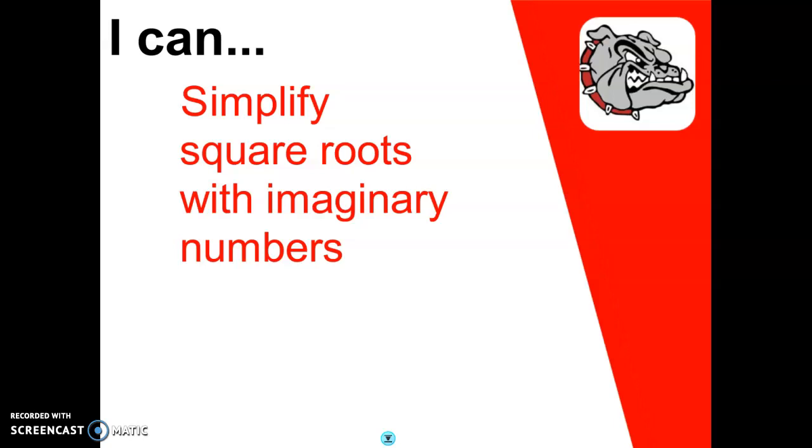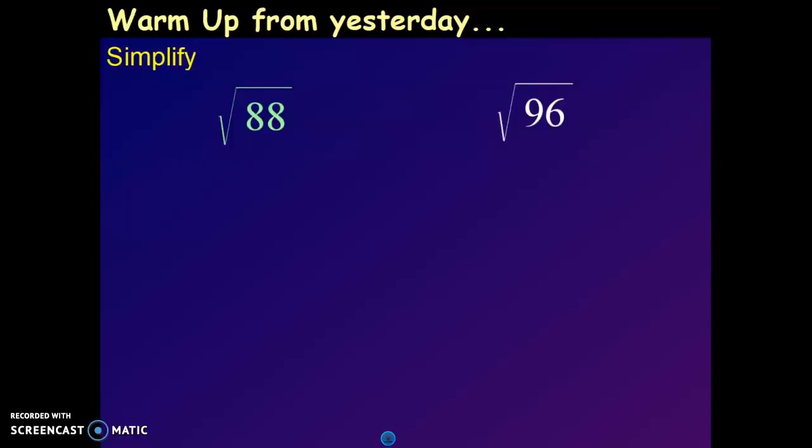So today's objective is to simplify square roots with imaginary numbers. The first part sounds familiar because we were simplifying square roots yesterday, so it's just the second part that will be new for us today. So let's start with a warm-up from yesterday. To pick up where we were yesterday, why don't you make your factor trees for 88 and for 96. Pause the video to try these two on your own, and then we will compare.